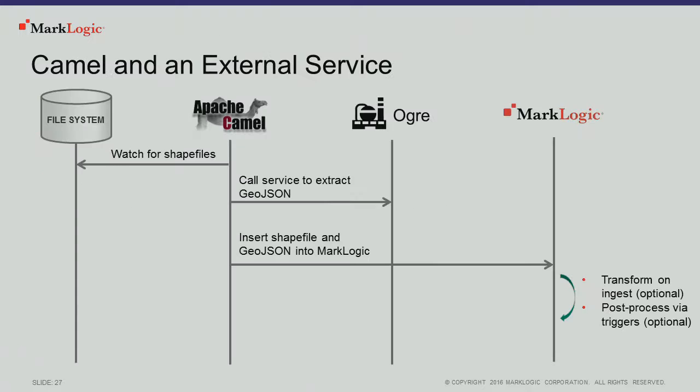So what we're going to see here is file system on the left. So again, we've got that hot folder. I'm going to drop some shapefiles into it. Camel's going to make a call to Ogre, get GeoJSON back, and then it's going to hand off the shapefile and the GeoJSON to MarkLogic. Again, we always have that option for, and I apologize, we actually do have a transform in this case as well so that we can put a single point on the GeoJSON to make it searchable on our map.